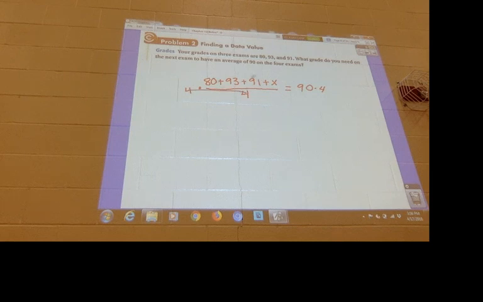I'm left with, I can add all these three numbers up. What do I get, Justin? These three? 264. Plus x equals? 360. So what do I do to solve this? Subtract 264. I get x equals? It equals 96. So you would have to make a 96 on your fourth test to keep a 90 average.